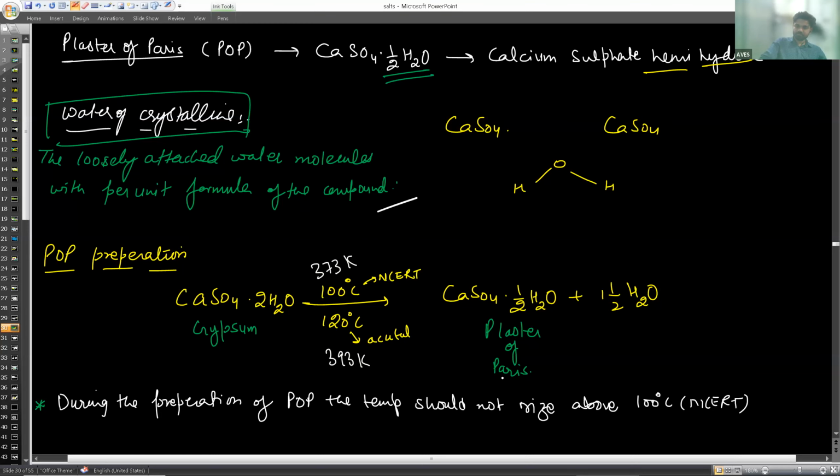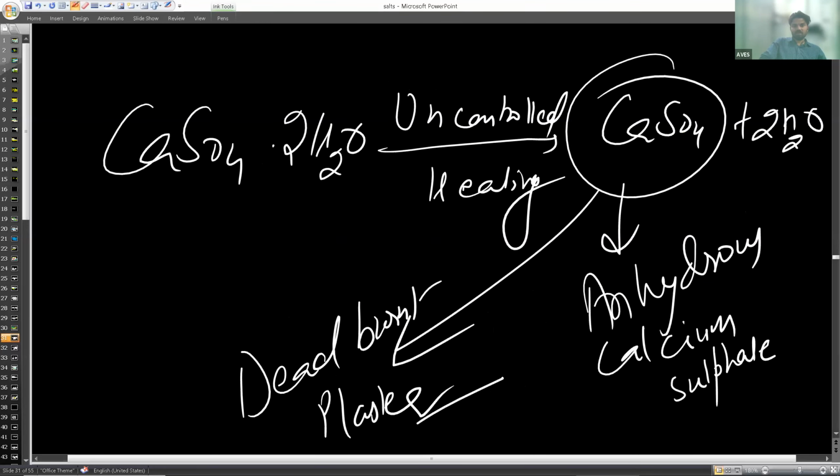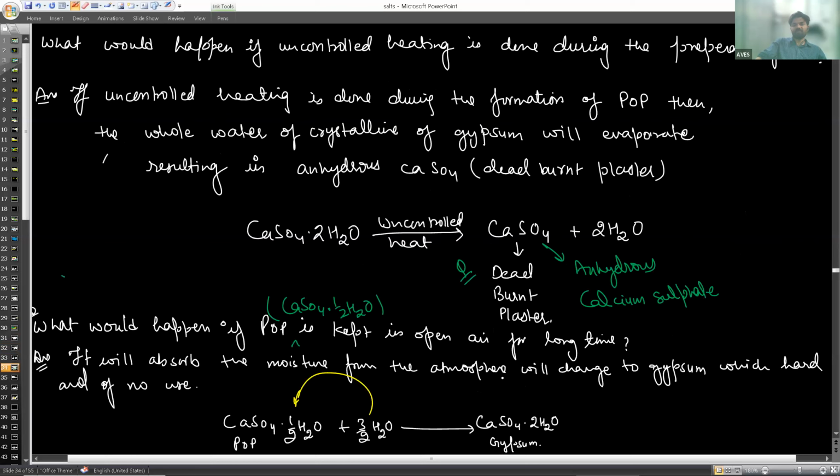Okay. So if the question comes, what would happen if uncontrolled heating is done during the formation of POP? Then the whole water of crystallization will get evaporated, and if there is no water of crystallization, even the half water will also get evaporated. So it will form dead burnt plaster, which is of no use. Okay. So do it, please.